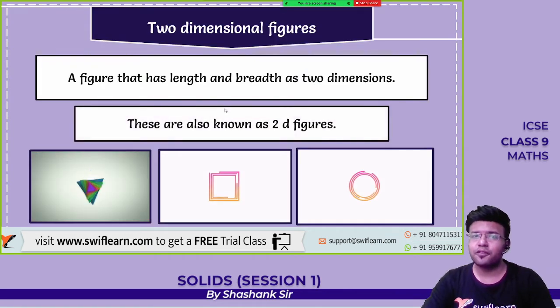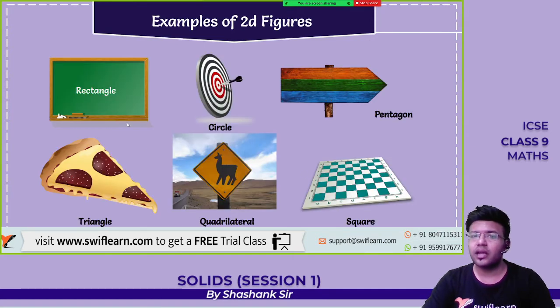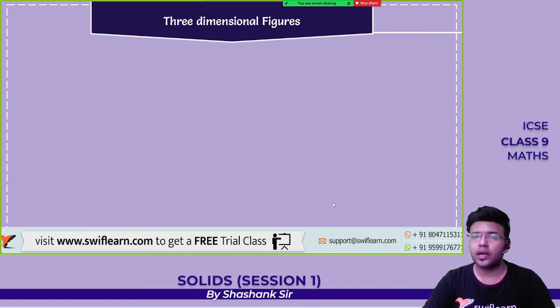Okay, so a figure that has length and breadth as two dimensions is known as a 2D figure. Examples: triangle, square, rectangle, circle. These are all 2D figures. Okay, rectangle, circle, pentagon, triangle, quadrilateral, square.